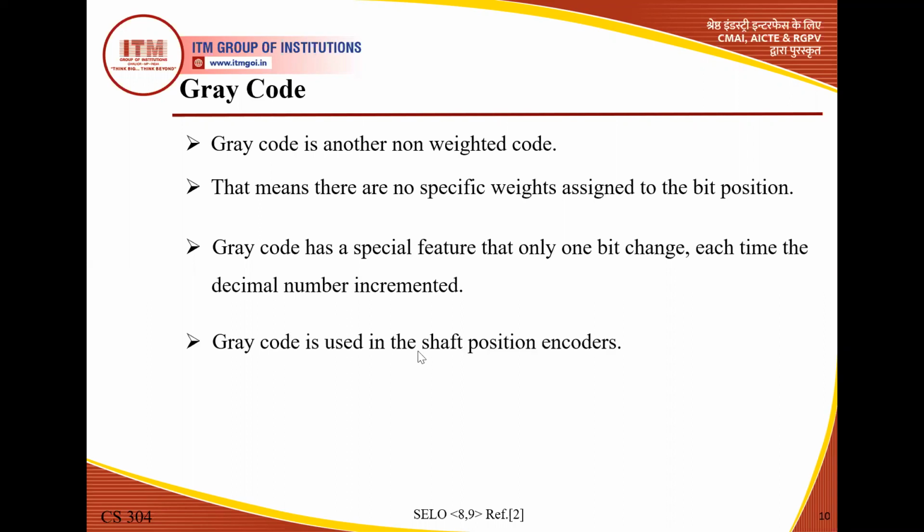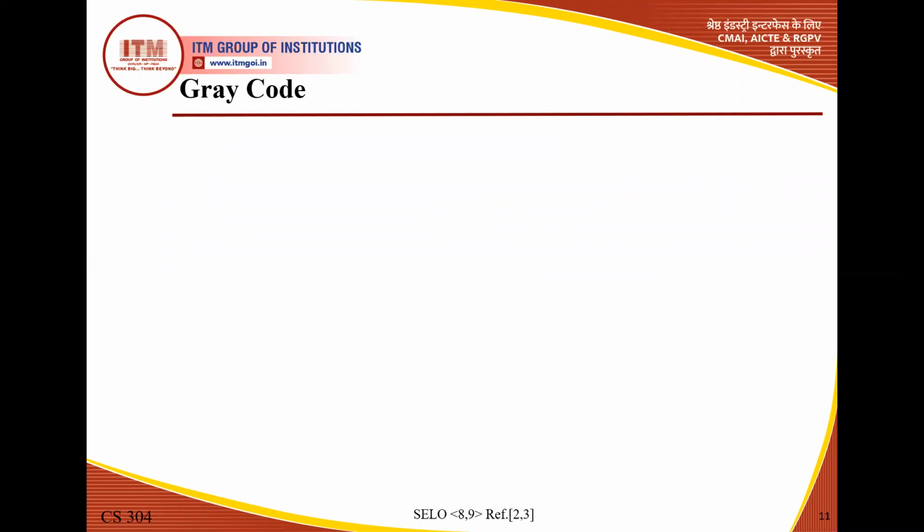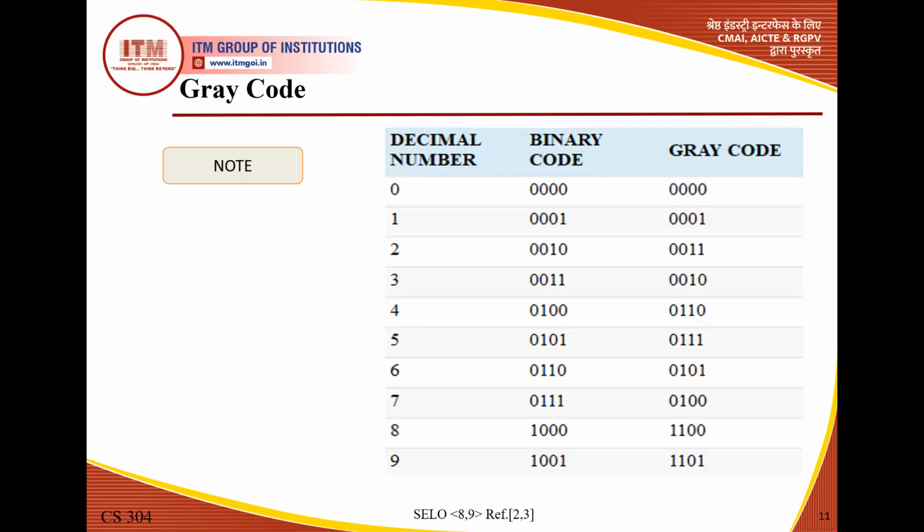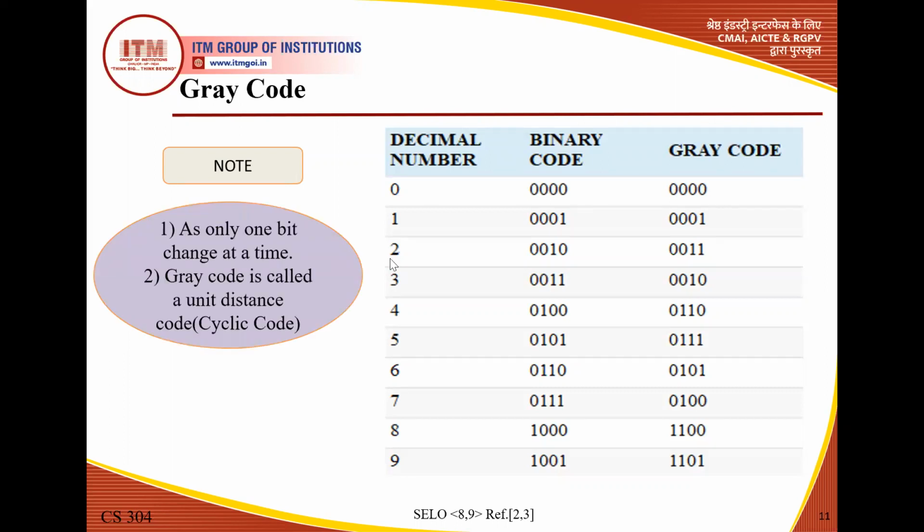Now, gray code is used in the shaft position encoders. This is a good application of the gray code. This is the decimal number, this is the corresponding binary code, and this is the gray code. How the binary number is converted to gray code, we discuss in the upcoming slide.